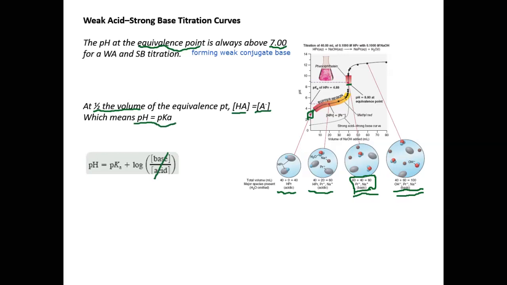And so in this type of titration, there are 4 distinct regions: the initial region, the buffer region, the equivalence point region, and beyond the equivalence point. They're all going to use different equations to calculate the pH.